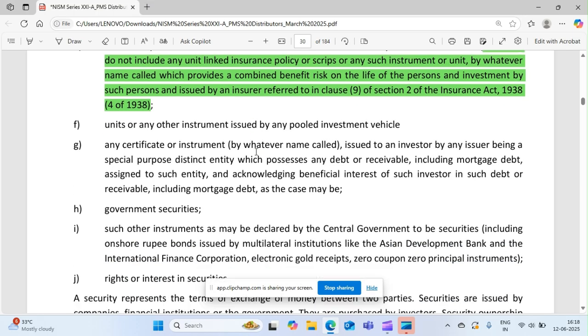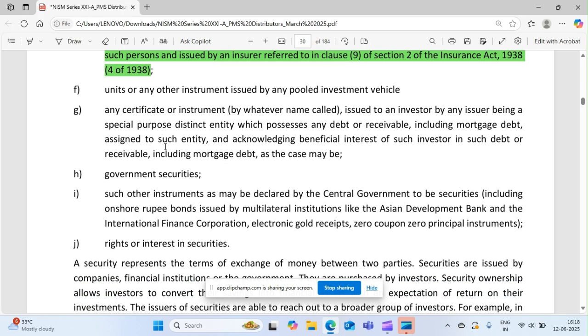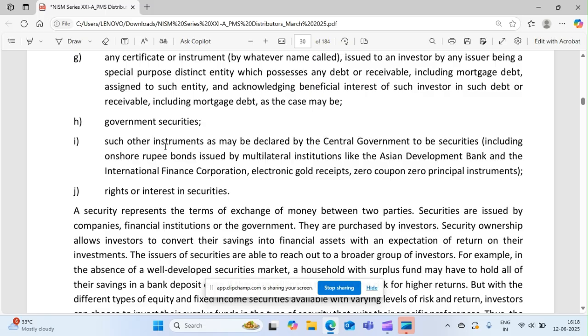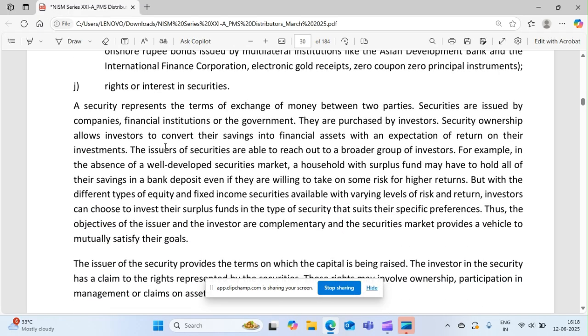So units or any other instrument by a pooled investment vehicle, any certificate or instrument, by whatever name they are called, issued to an investor by an issuer, being a special purpose distinct entity which possesses any debt or receivable, including mortgage debt, right? Government securities, okay? Such other instruments as may be declared by the central government to be security, and rights or interest in security. So the word security is very exhaustive. If you look at the SCRA definition, it's very, very exhaustive, right? As security represents the terms of exchange of money between two parties.